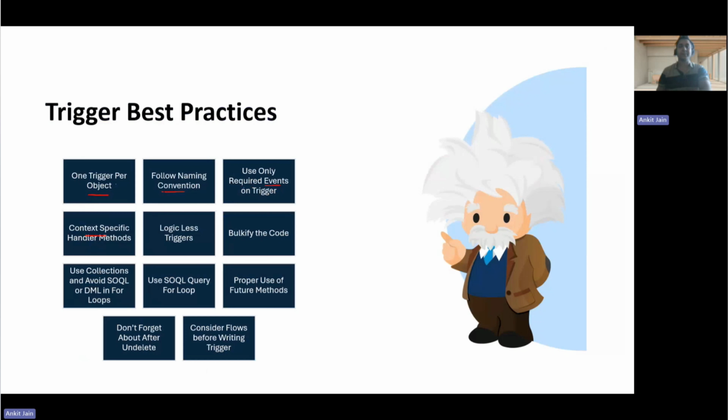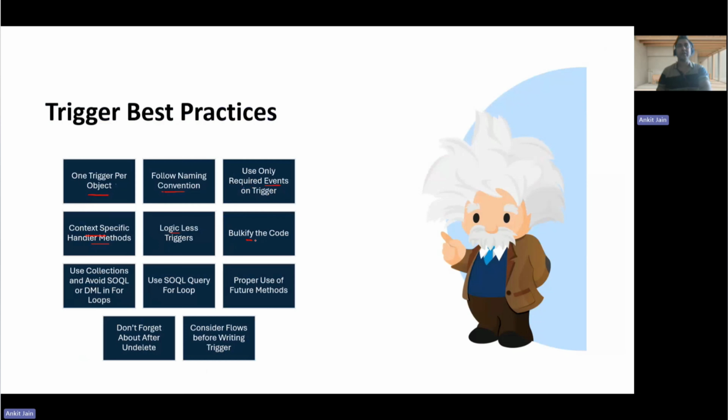Always create a context-specific handler method. If you are following the series, in the last video I showed you how we can create the context-specific handler method. Always write a logicless trigger. Your trigger should only have the logic for which context-specific method needs to be invoked.